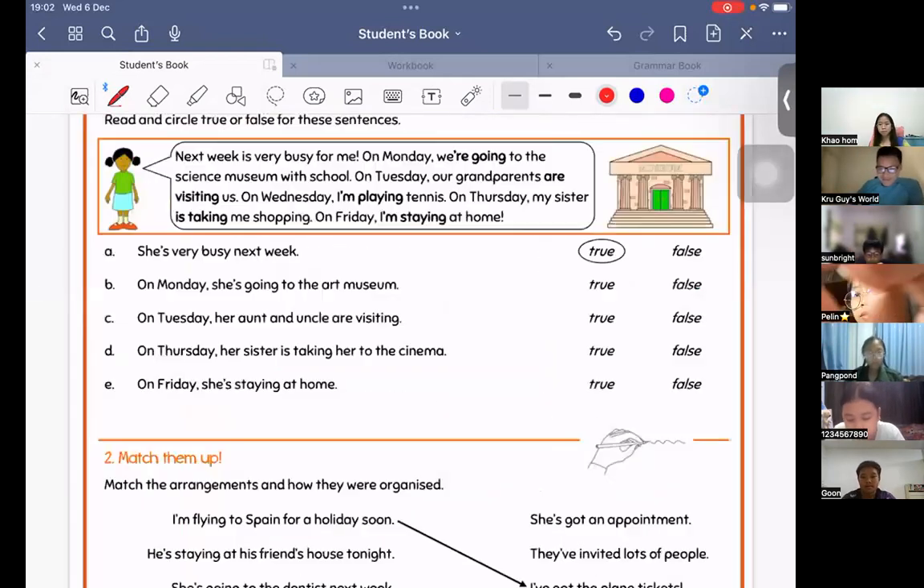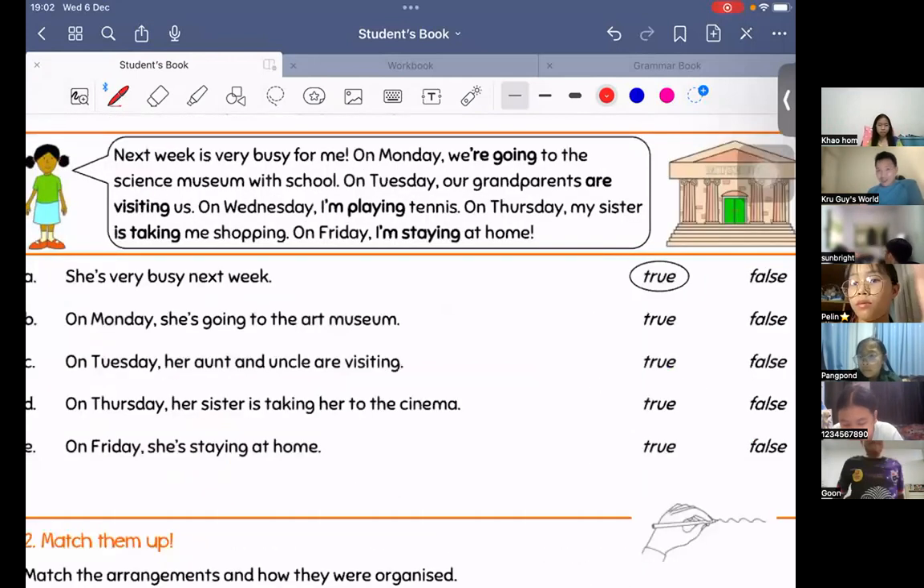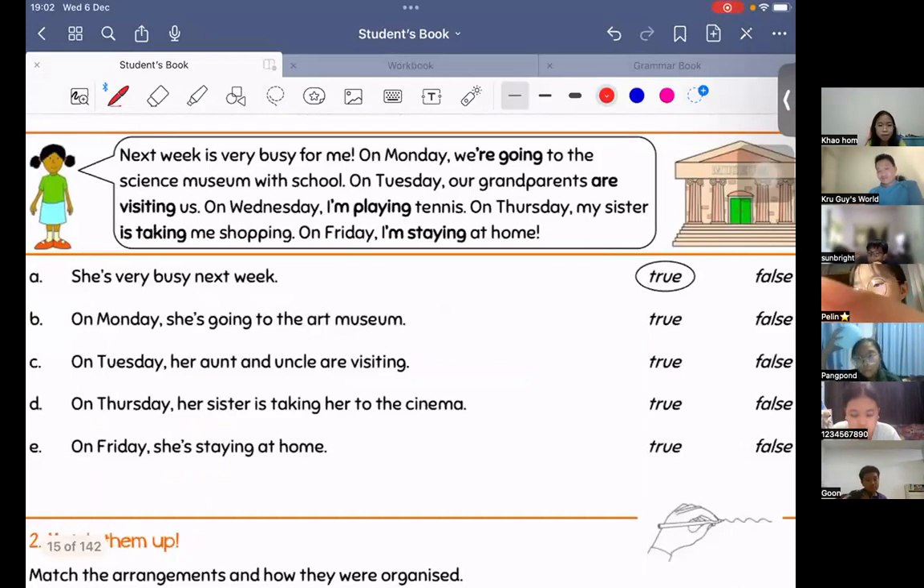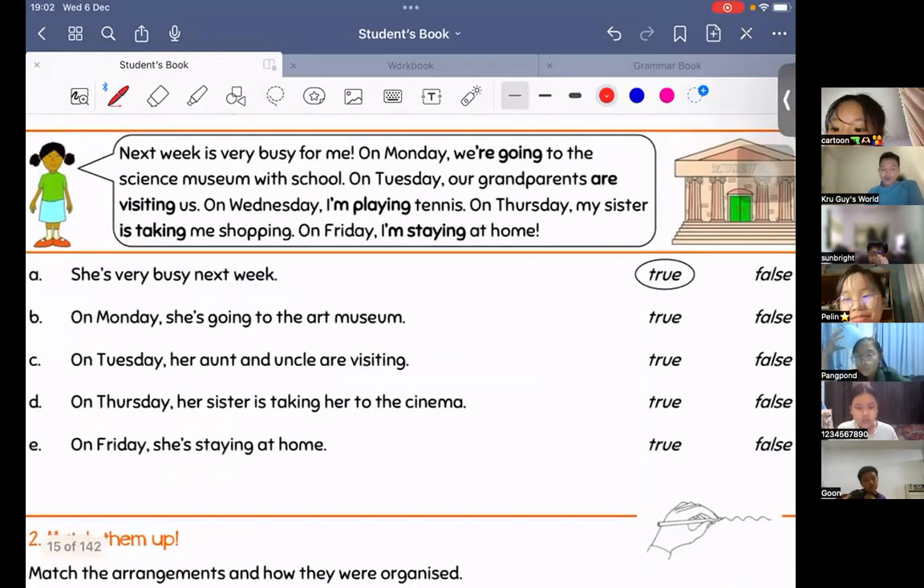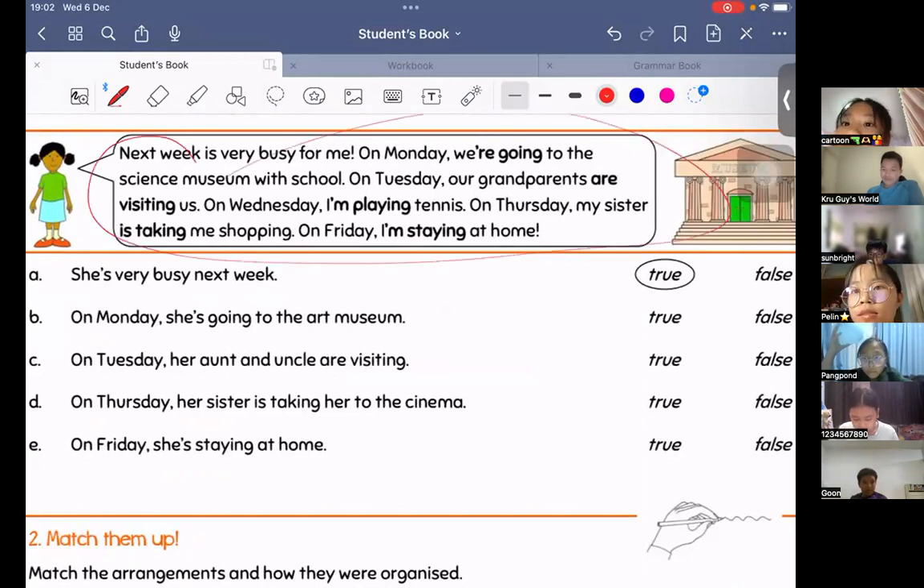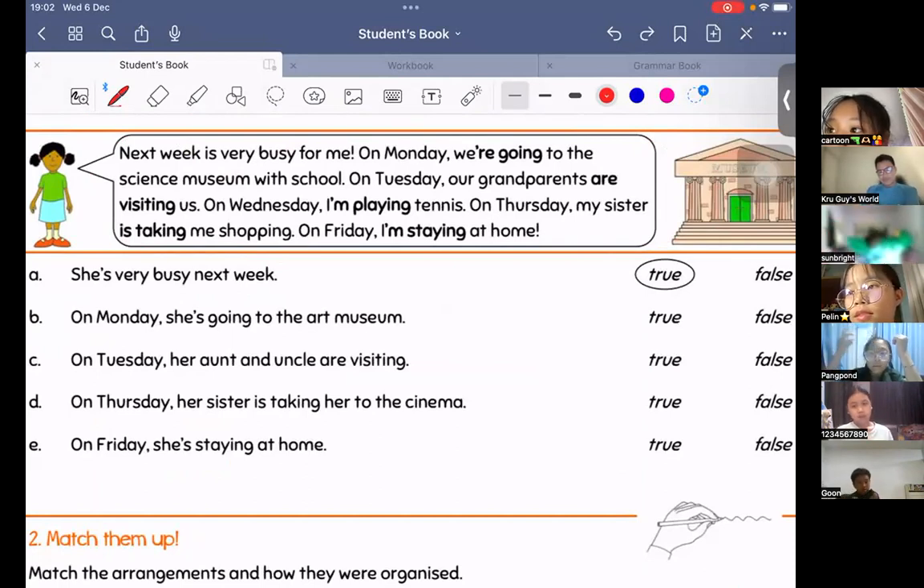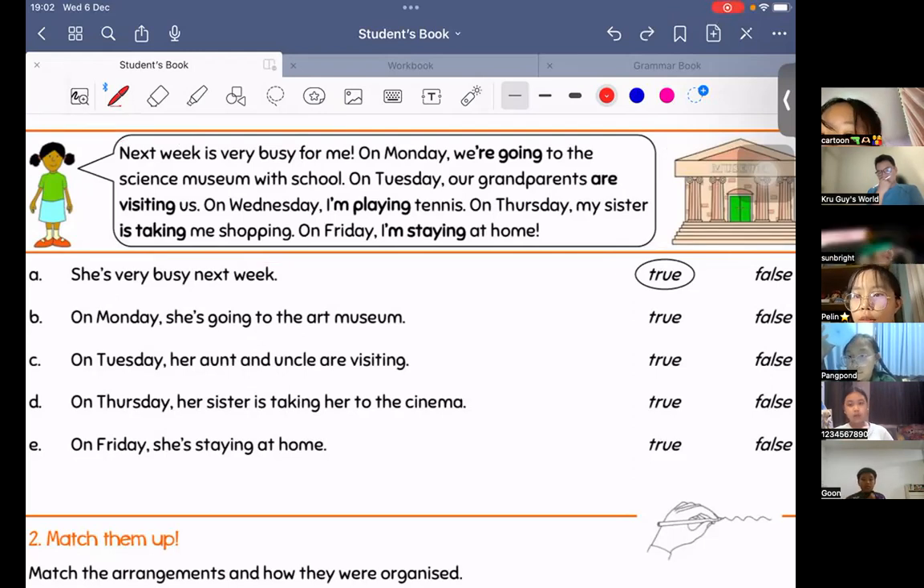Hello, Goon. All right. Hello. Yes. Katun, I need you to read this for me, please. I'm reading this. Next week is very busy for me. On Monday, we are going to the Science Museum with school. On Tuesday, our grandparents are visiting us. On Wednesday, I'm going to tennis. On Thursday, my sister is taking me shopping. On Friday, I am staying at home.